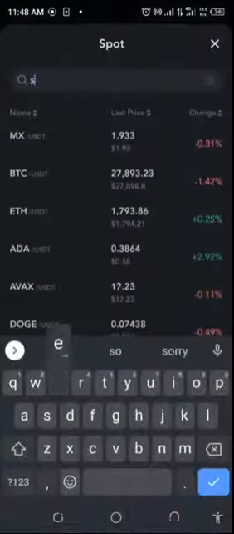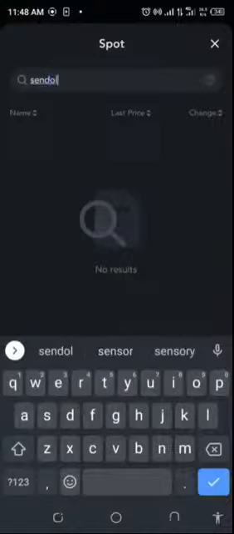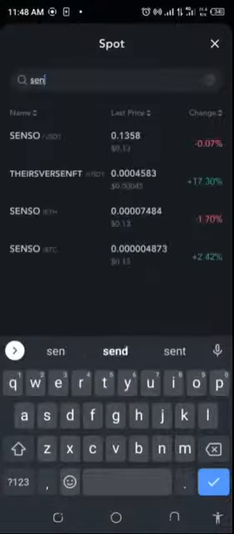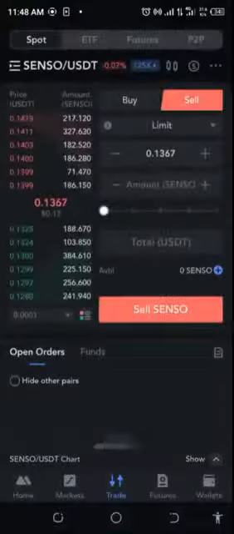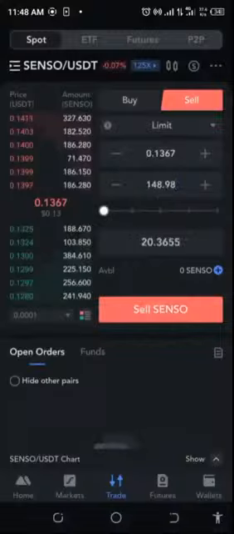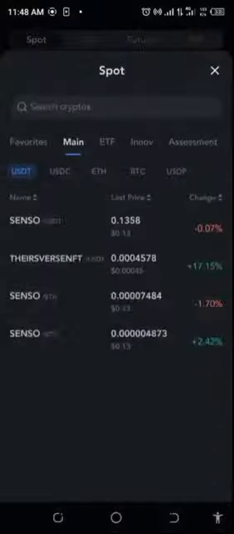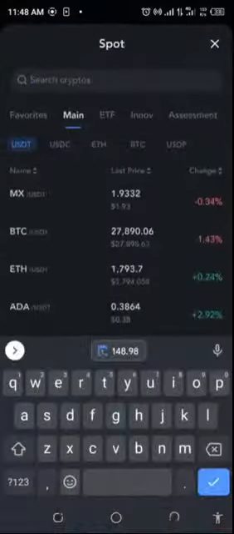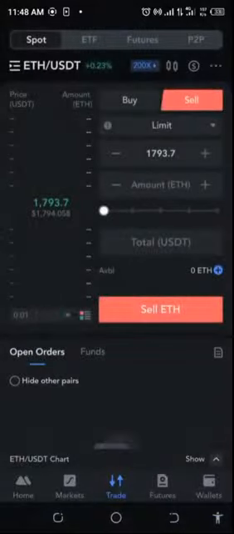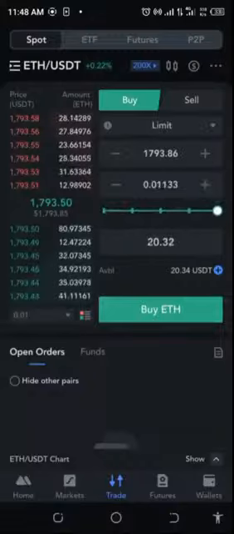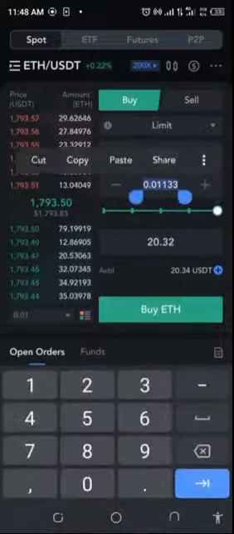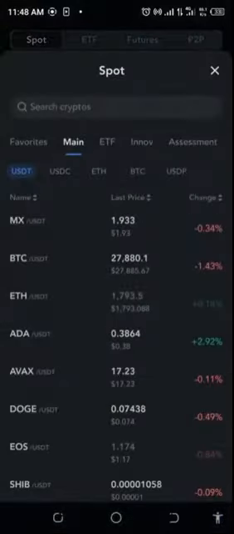We go back to Senso, USDT, all right? I want to sell the Senso now. Oh, no. I'll just do one more trial, starting with ETH. Let me see whether that's going to work. So we need to buy ETH first. It's not picking up everything, but let's go with that. Cut, then let's go to Senso.